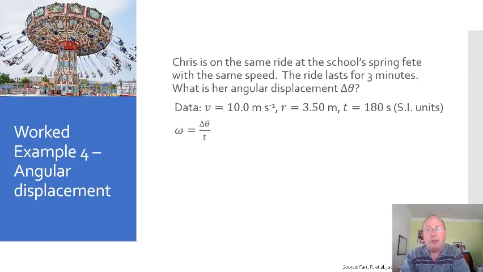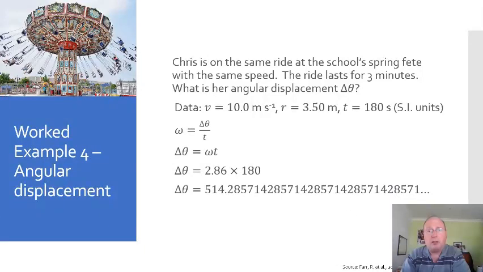Here's the formula. Omega equals delta theta over t. So delta theta, just rearranging, multiplying by t, will give us omega times t, and we substitute. 3.86 we've already found, and 180 is in this question. When we multiply that, we get a very large number, 514.2857, and so on. Of course, we round that to 3 significant figures, which is 514 radians. But what does that mean? It means that Chris has gone around and around and around about 82 times in 3 minutes. It's a very fast ride.